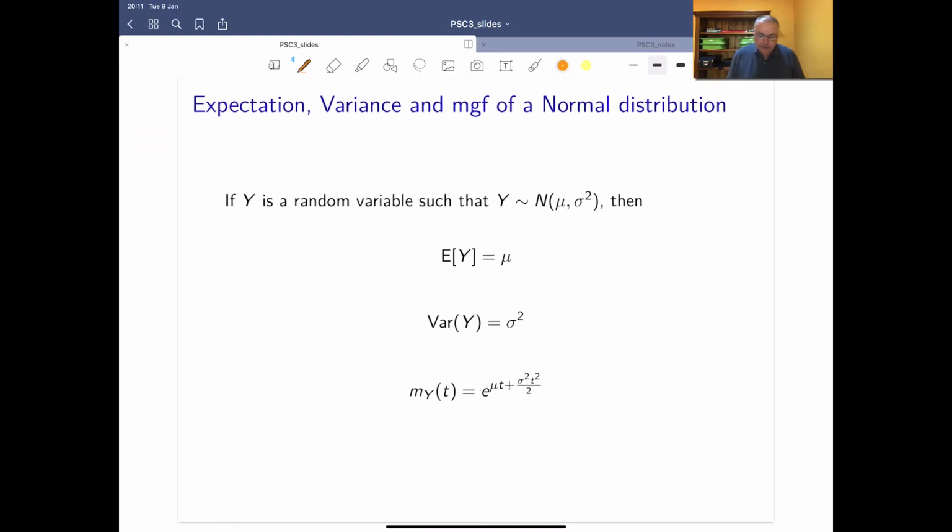So, why do we have these parameters? Well, the first thing is, if y is normally distributed with a mean of mu and a variance of sigma squared, we can show that the expected value of y is mu, the variance of y is sigma squared, and for completeness, the moment generating function is e to the mu t plus sigma squared t squared over 2. Well, I'm not going to prove all of these, but let's have a look at showing the expected value.